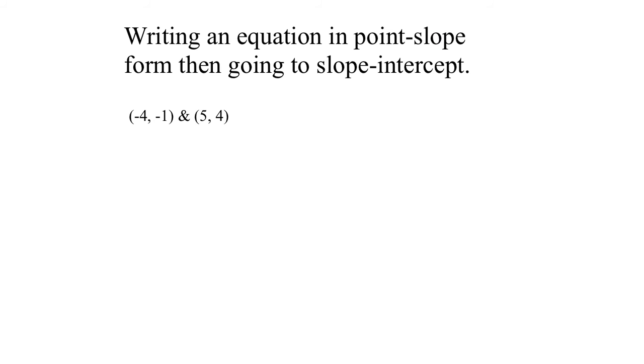Okay, so now I have 2 points again. We're going to write an equation in point-slope form, right, which is y minus y1 equals slope times x minus x1. And then we're going to convert it into slope-intercept, okay? So first we need our slope, and I'm not going to write the formula. You should know it by now.